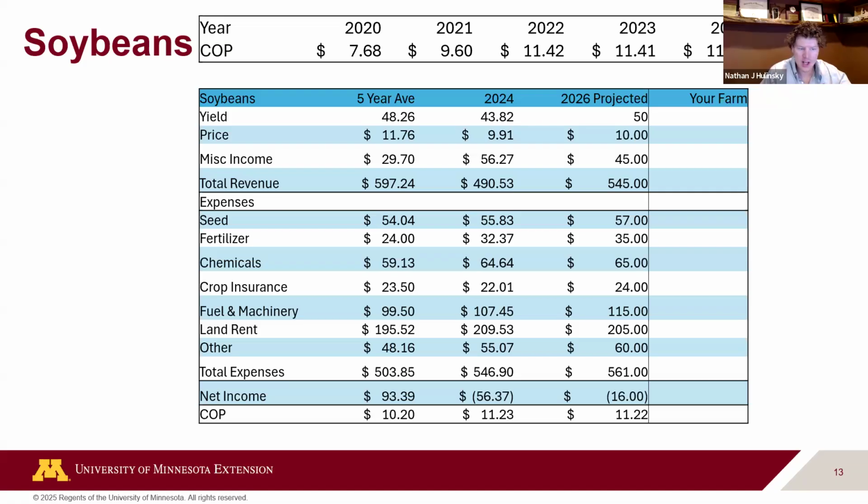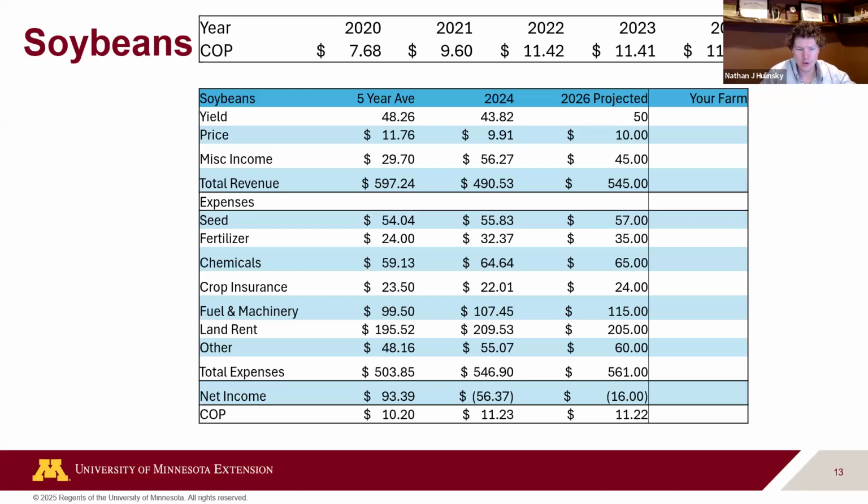Seed and fertilizer, chemicals, crop insurance. You can see this list of expenses. I will highlight the net income line there at the bottom. The average net income over the last 5 years has been about $93. So again, not a horrible number. There's some decent incomes over the last 5 years.